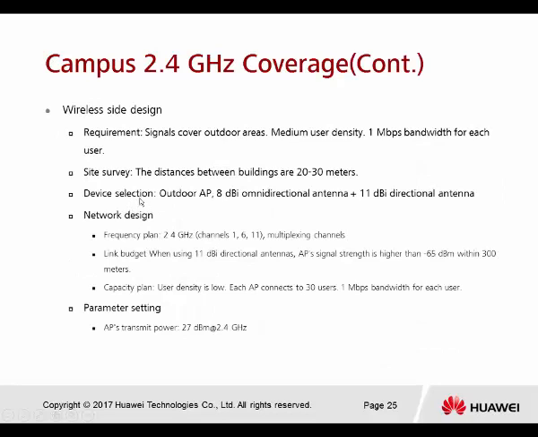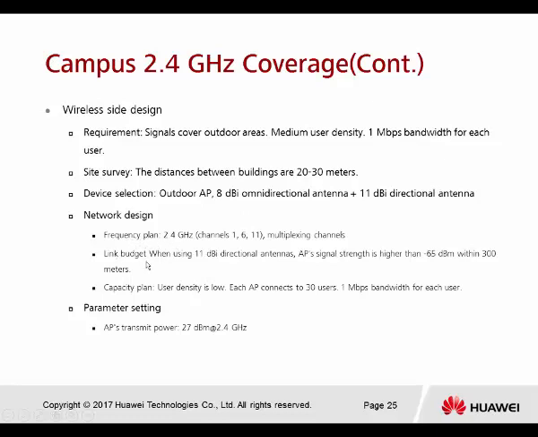So for the device selection, we can use the outdoor AP only. One is an 8 dBi omnidirectional antenna, and another one is an 11 dBi directional antenna. Okay, they're going to choose 2 different antennas, one omnidirectional, another directional. For the frequency band, we're using 2.4.